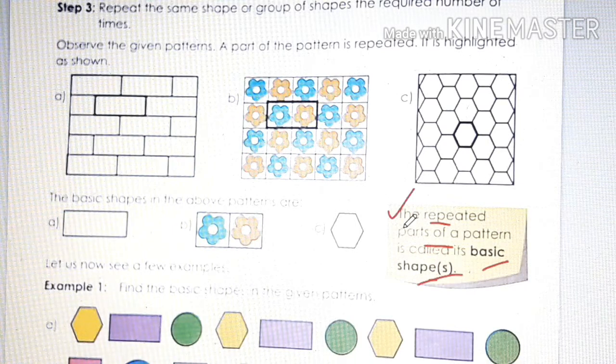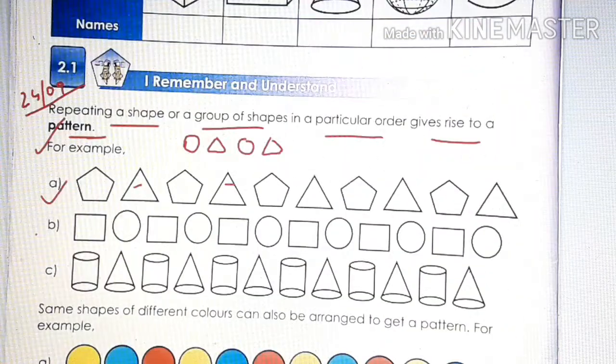Now let's understand what is a basic shape, children. We have understood what is a pattern, isn't it? Basic shapes are what? The repeated parts of a pattern are called its basic shapes. Children, it's very important to understand that the shapes which are repeating again and again are your basic shapes. Clear?